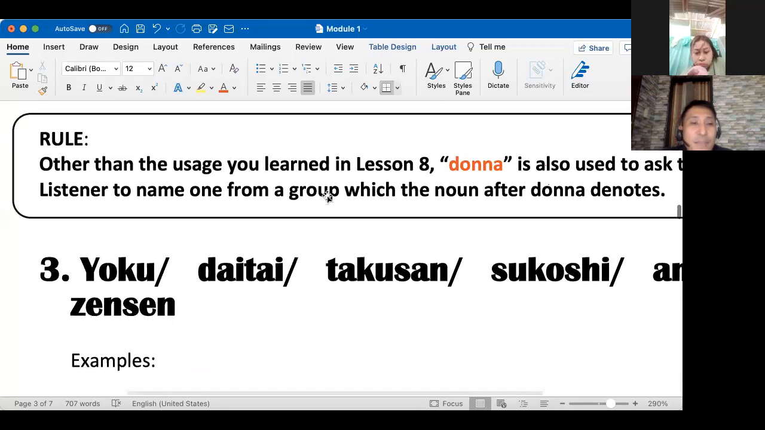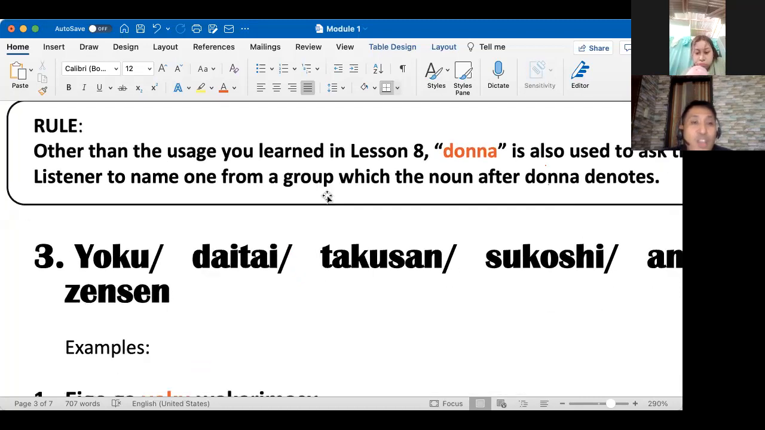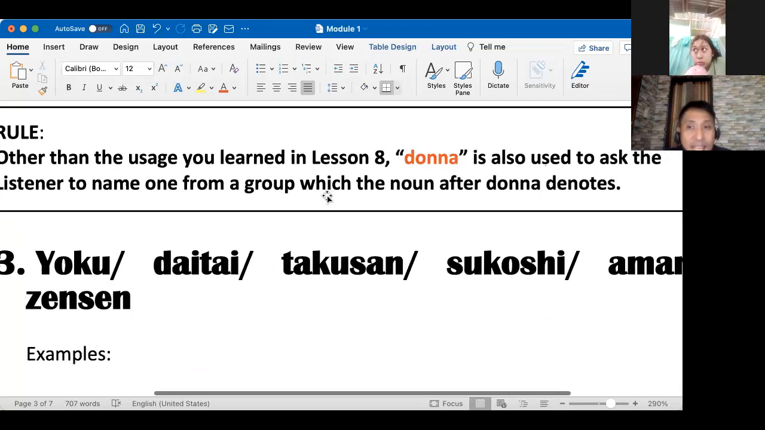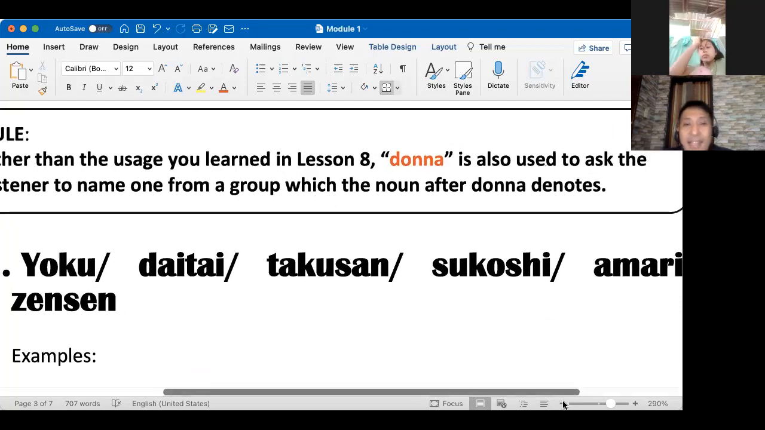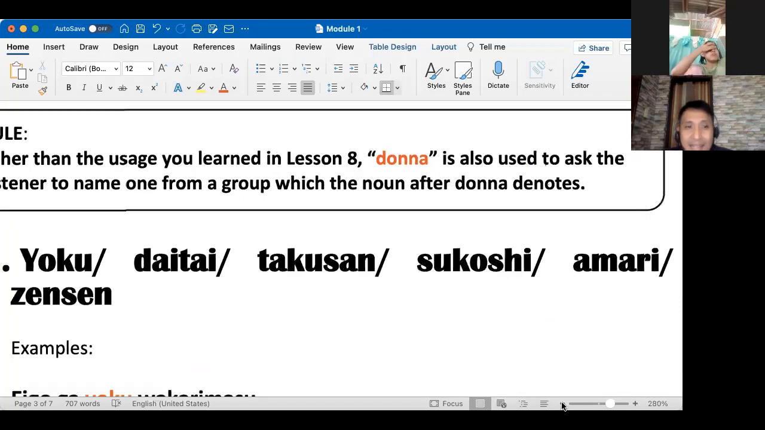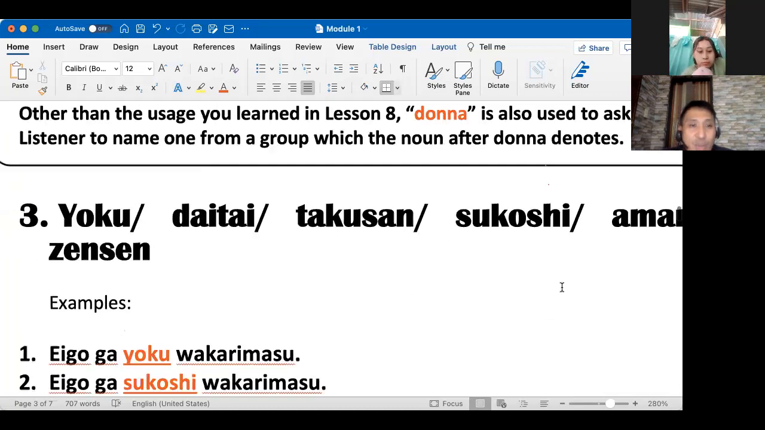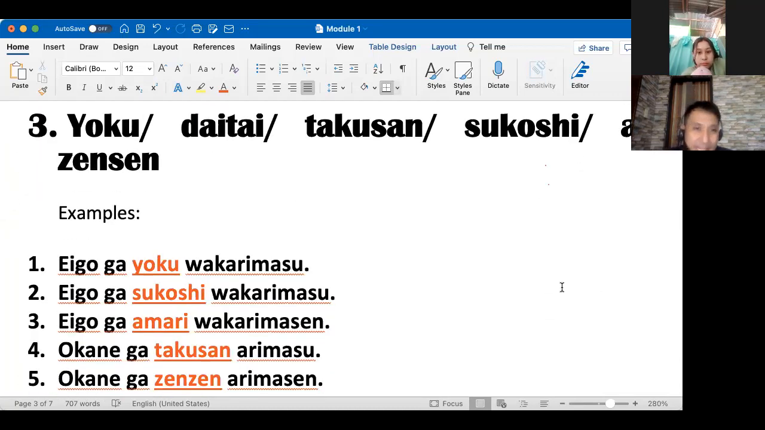So, dito naman sa number 3, we have yoku, daitai, takusan, sukoshi, amari, and zen. Okay? So, pag sinabi nating yoku means always. Ego ga yoku wakarimasu means I can understand English very well.